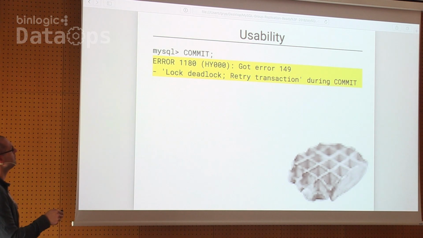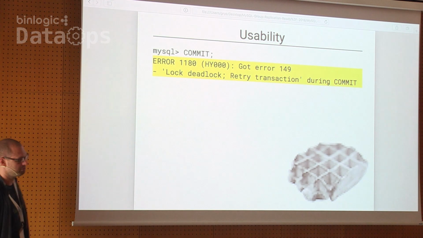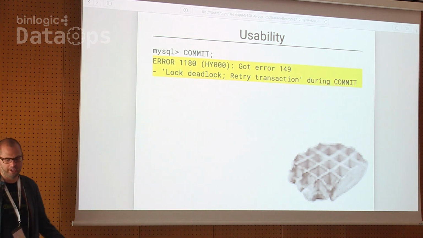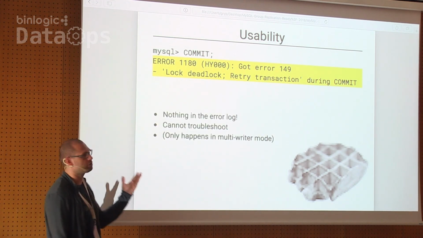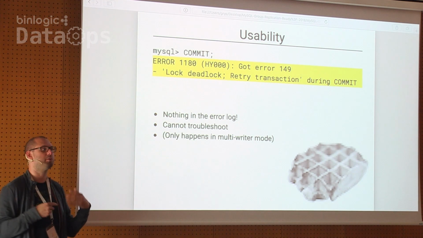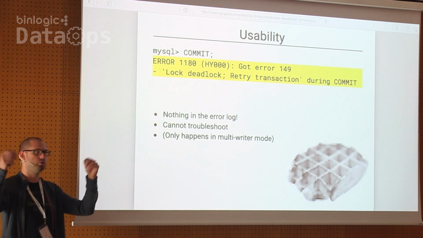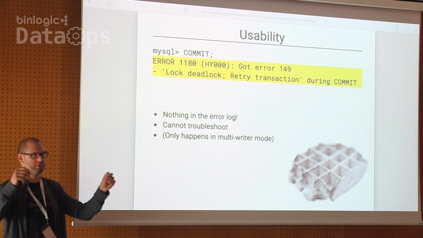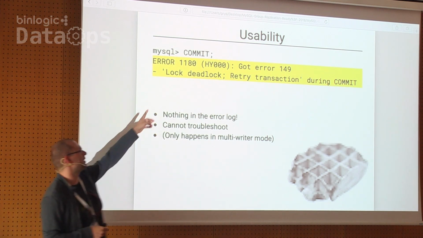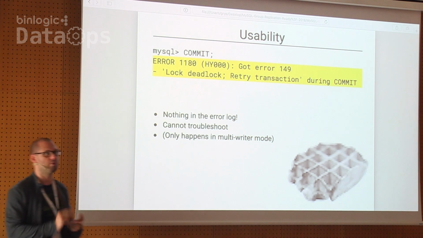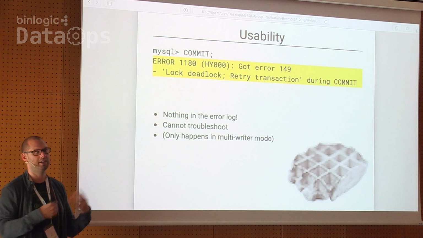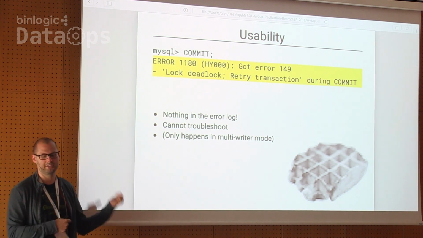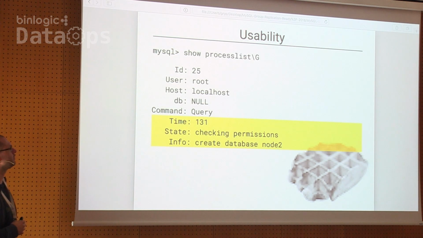Similar here is commit. You do commit, and you get error 149, lock deadlock, retry transaction during commit. So what does this mean? What happened? Well, actually, I don't know what happened, because at the moment, it's not easy. You cannot troubleshoot when these conflicts happen. When I was giving you the example where you update the same row on two nodes at the same time, there is a conflict, and one of the transactions needs to be rolled back. This is the message that you'll get. And at the moment, even in performance schema or error log, there is nothing that you can actually see why this was. So there's no detail. So troubleshooting that is still difficult.